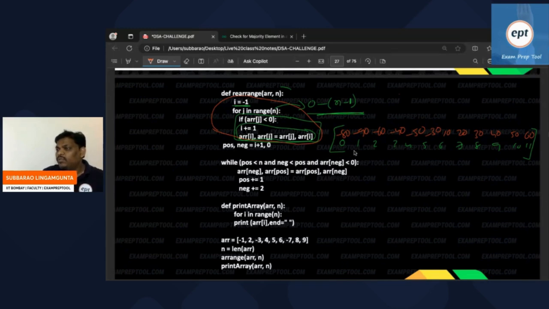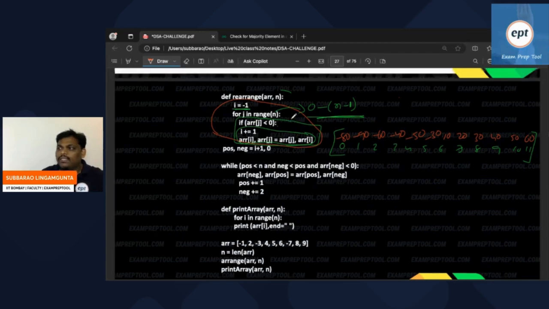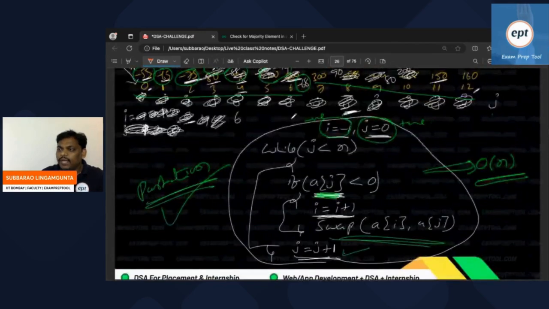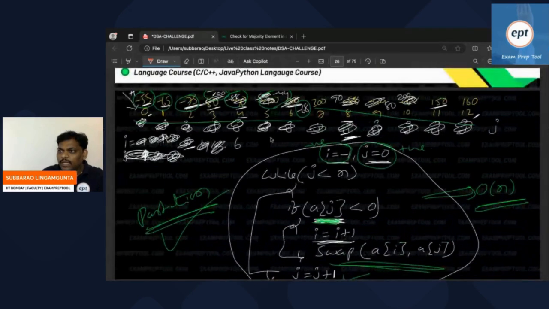Observe clearly, wherever i is at the end of the partition algorithm: see this one, i is 6. Careful, if i is 6, it means the last negative number is at the 6th place. From i plus 1 onwards, positive numbers are there. So if i is at the 6th place, the 7th place onwards has positive numbers.